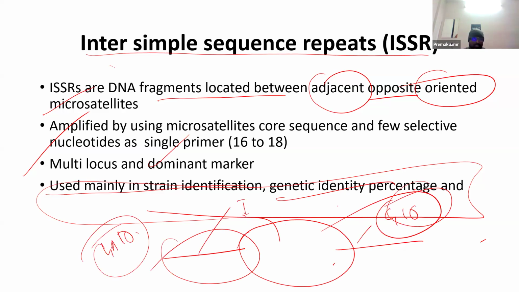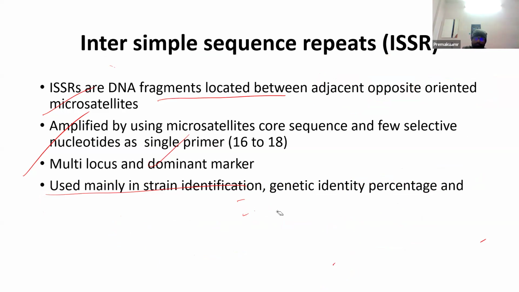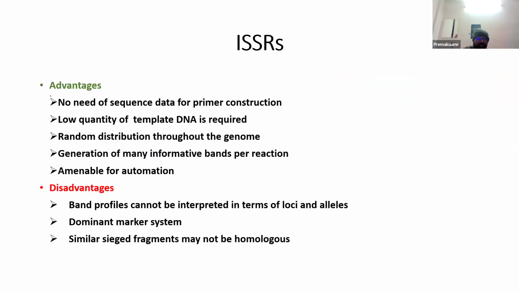If you get the possibility, this particular intermediate region is going to get amplified. This is the only thing in ISSR. What are the advantages? We don't need sequence information to start, because you can randomly design the primer.